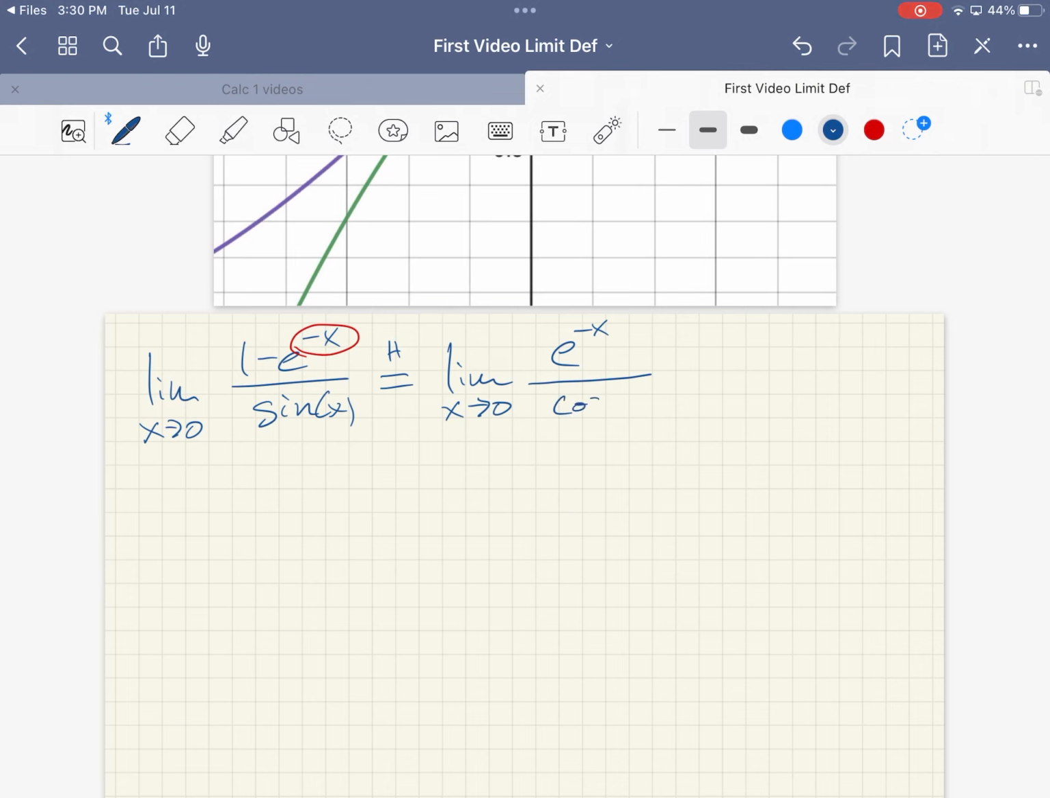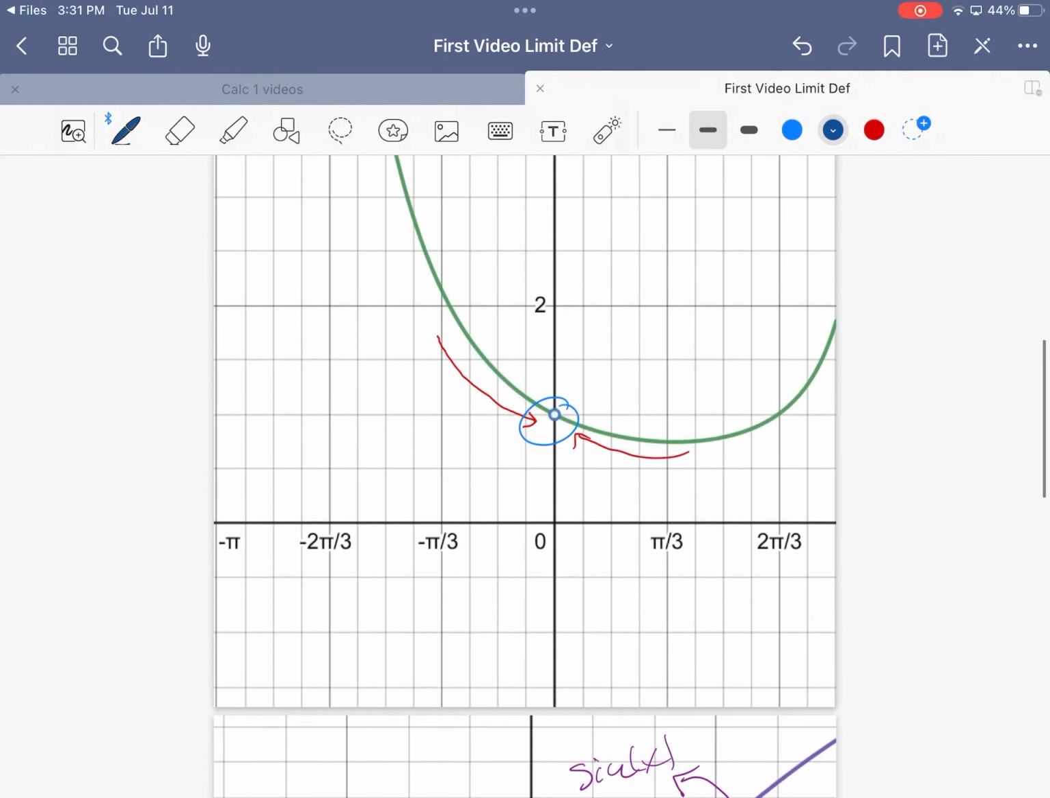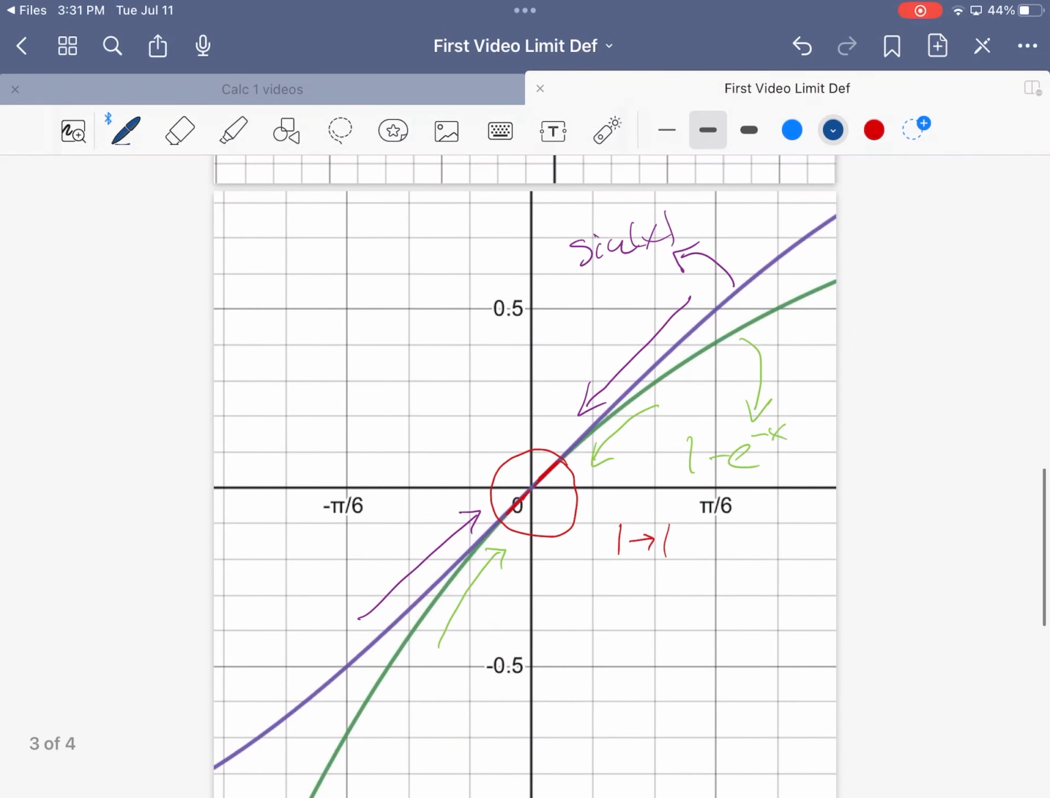over, and the derivative of sine of x is cosine of x. Now, as x approaches 0, this is going to be 1 over 1, which is 1. So from this, we can conclude that the limit of our original quotient is 1. And that agrees with this evidence of the function and this evidence of each individual function heading towards 0 at about the same rate.